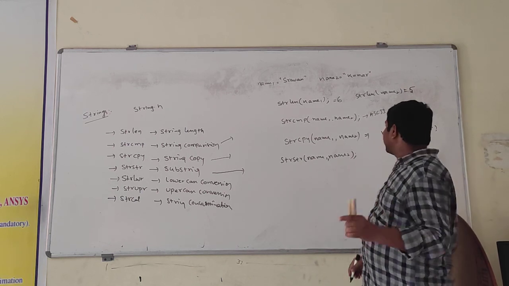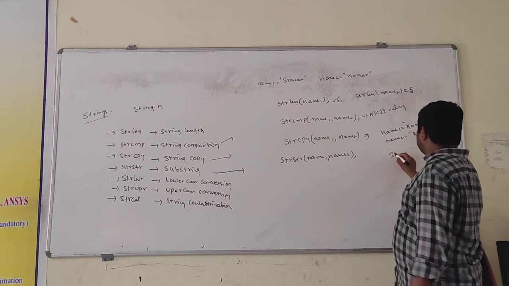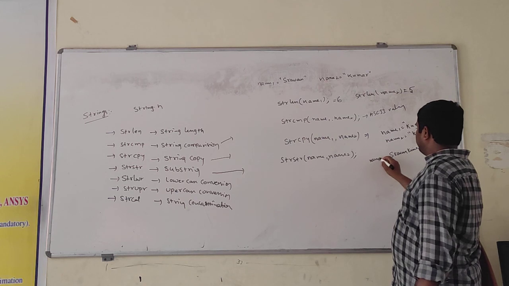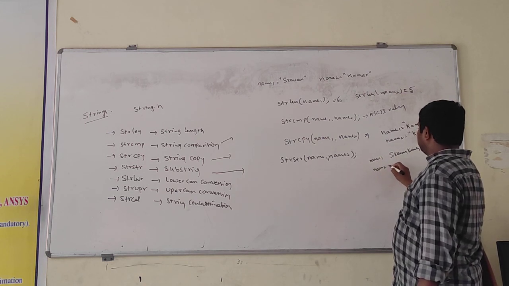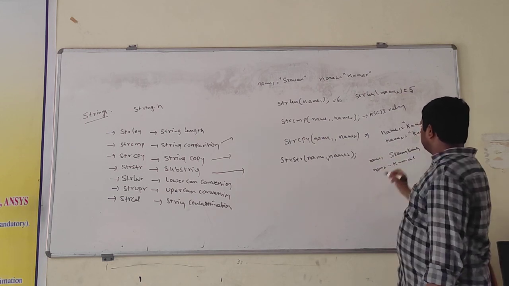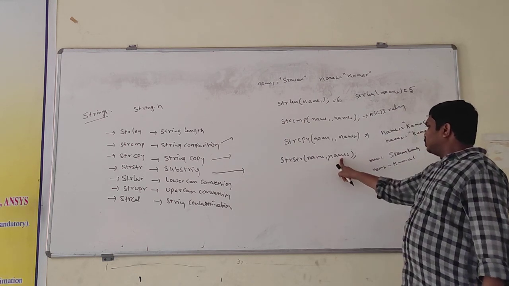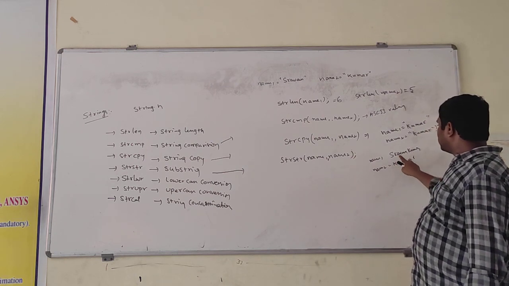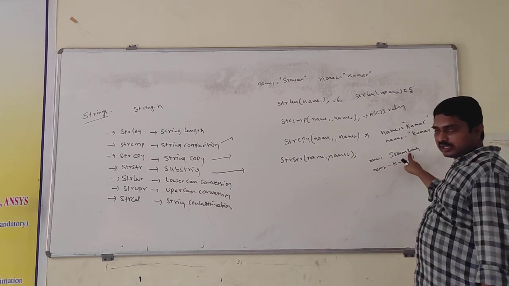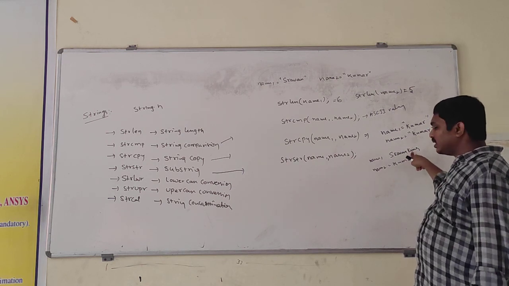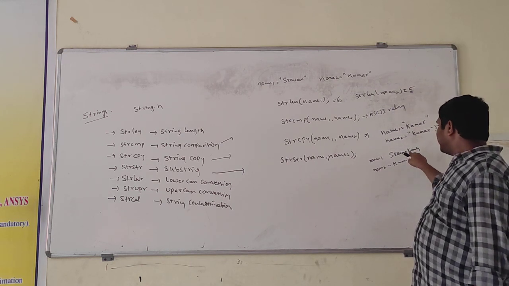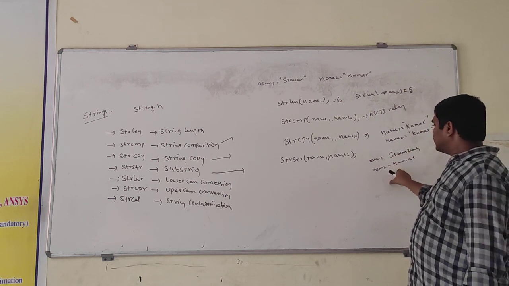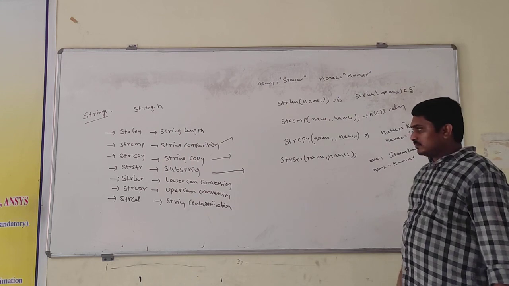For example, Shravan Kumar. This is the name 1. Name 2 is Kumar. Okay. So name 2 is searched in name 1. That Kumar is searched in name 1, Shravan Kumar. So Kumar is present in name 1 also. Then it identifies the substring in string 1. Okay. So in this way it finds the substring.